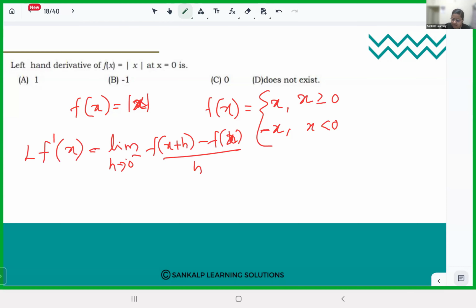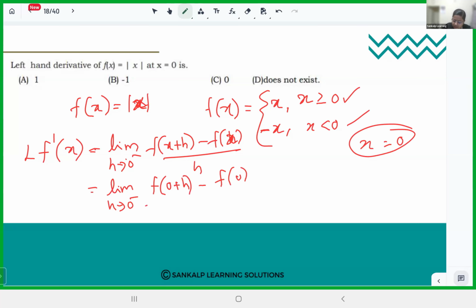And here we have to check it at 0, so x is equal to 0. So this will become limit h tends to 0 minus f of 0 plus h minus f of 0 by h. Now you have to put this 0 plus h in the place of x. So f of 0 plus h means f of h, and it is approaching from the left side, which means less than 0.